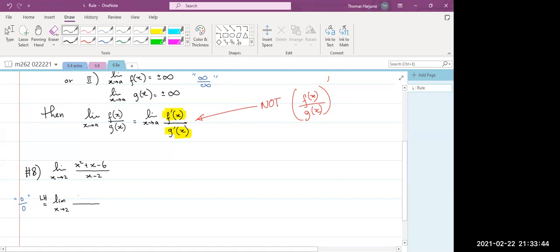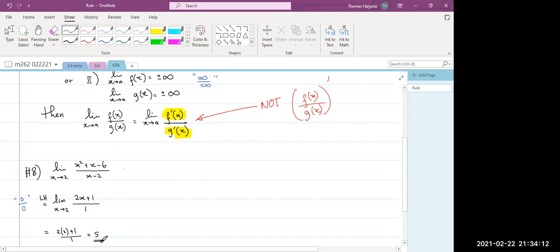Now, what will the L'Hopital rule be here? Well, the derivative of the numerator is 2x plus 1. The derivative of the denominator is just 1. Now I plug in numbers, right? That will be 2 times 2 plus 1 over 1. That's 5.